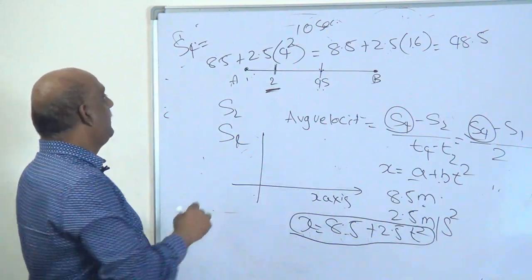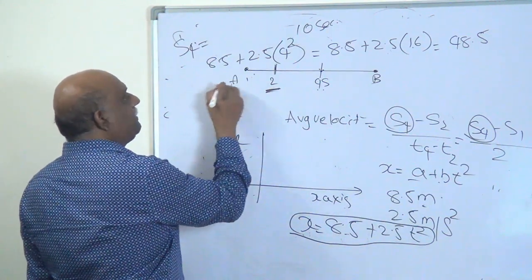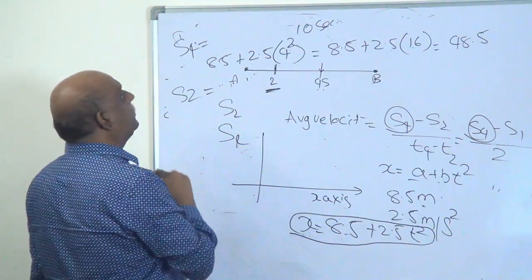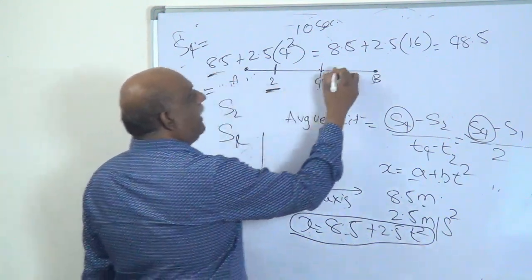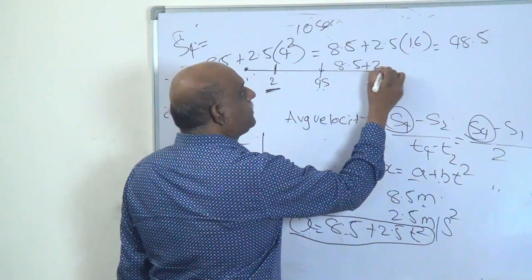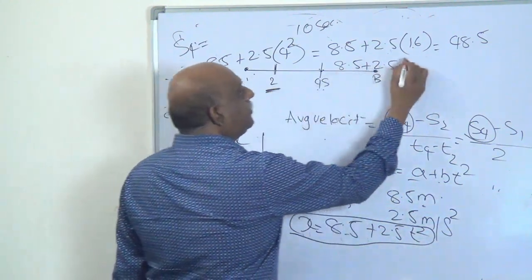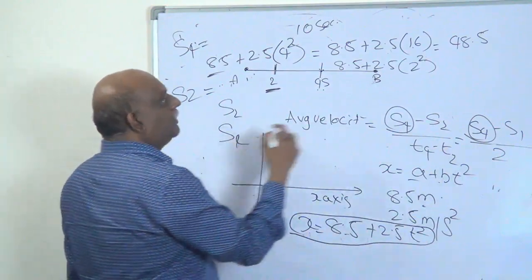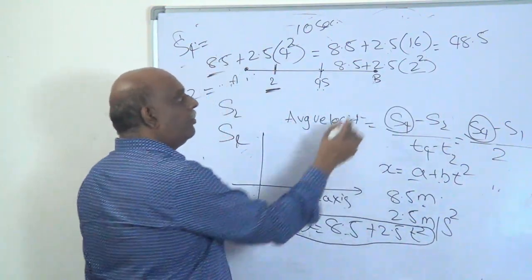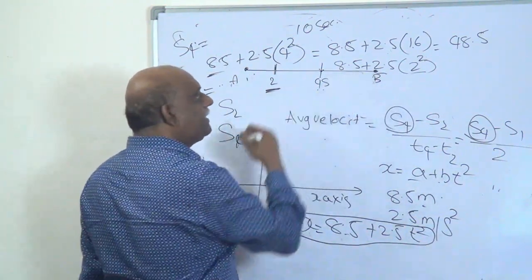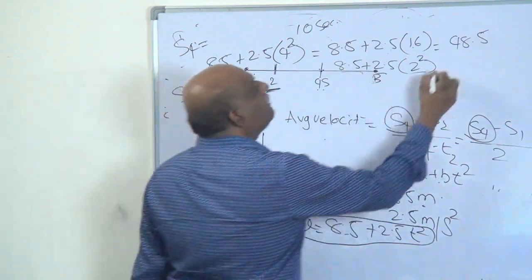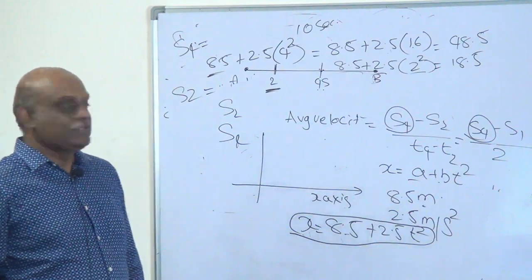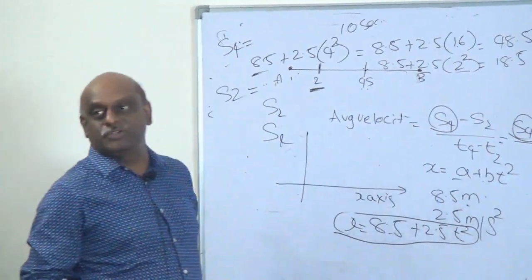Right. Now, what is S2? Similarly, you calculate S2. S2 is the same formula. 8.5 plus 2.5 into 2 square. So, 2 square is equal to 4. 4 into 2.5 is 10. 10 plus 8.5 is 18.5. So, what is S4 minus S2?